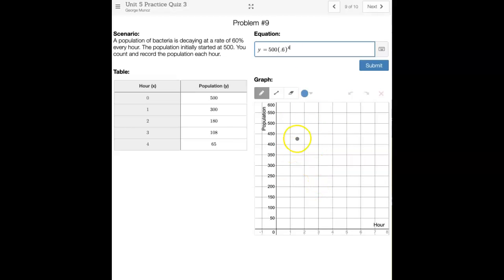And then here, graphing this, let's just use these ordered pairs to graph. 0, 500, 1 and 300, 2 and 180. Just got to kind of estimate that to the best of your ability. 3 and 108, kind of got to estimate a bit. 4 and 65, same thing. And there it is. And then we can see that it definitely looks like an exponential curve.